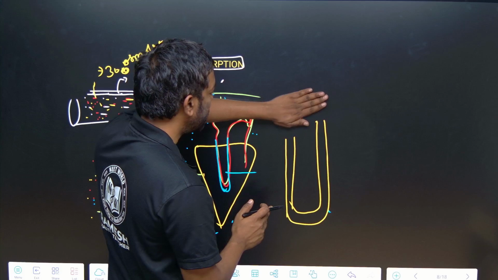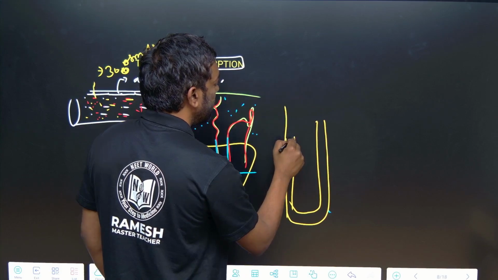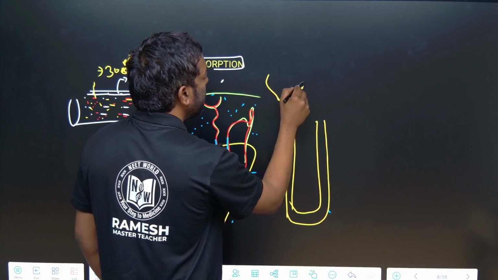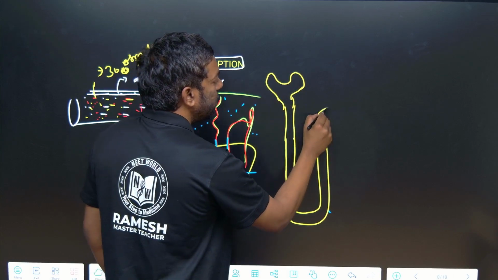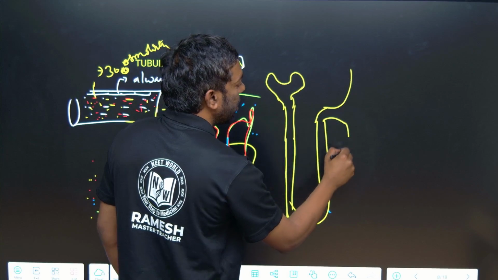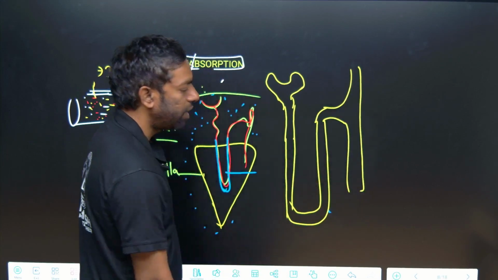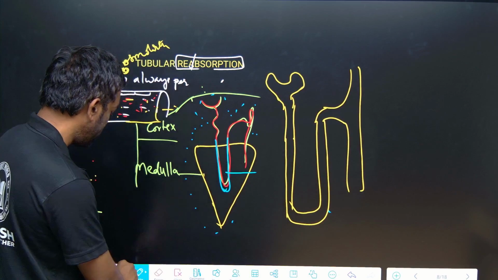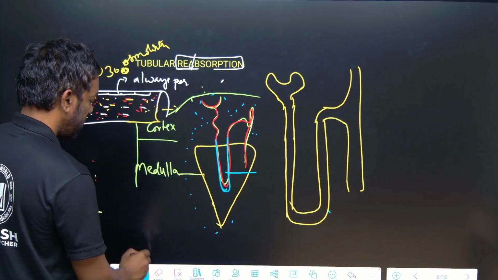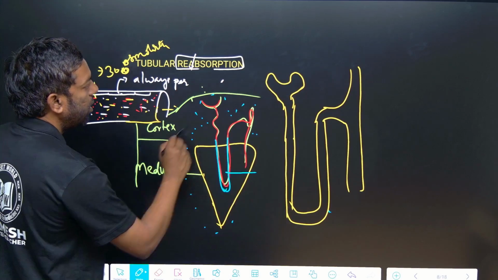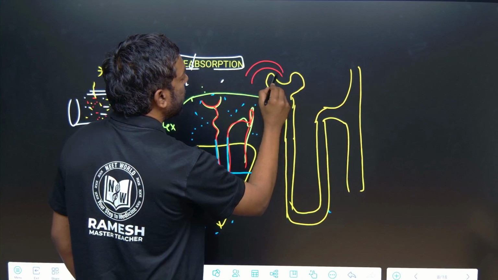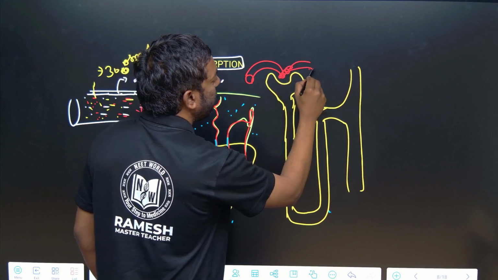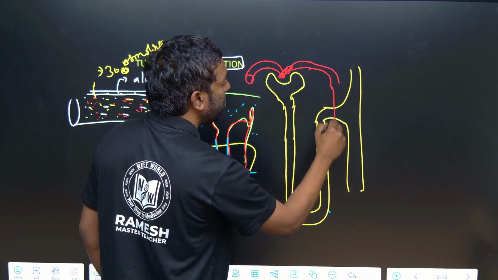And what about the cortex region? This is the DCT and Bowman's capsule. This is the DCT, and this is the nephron, the kidney part. And this is the capillary network, meaning the glomerular efferent arteriole, which further divides into blood capillaries.